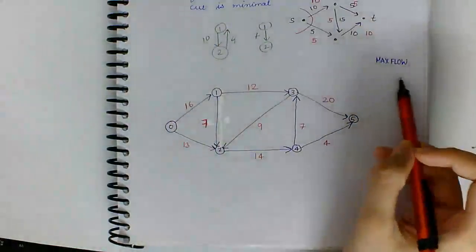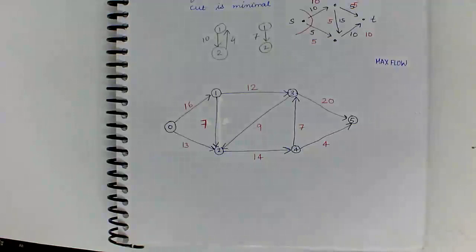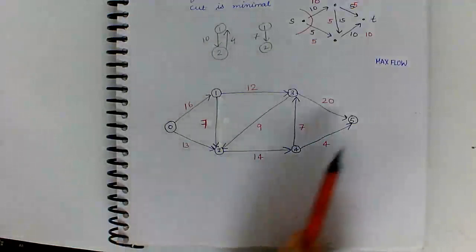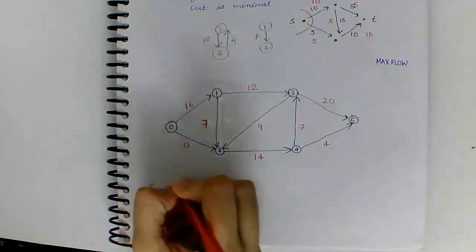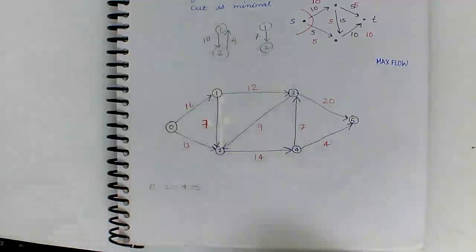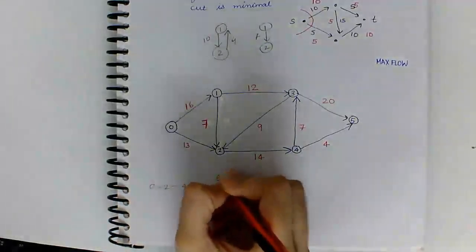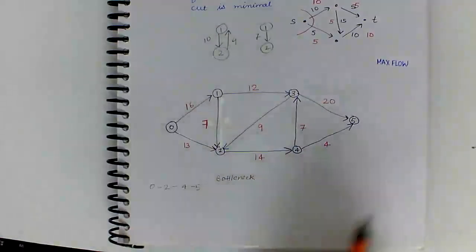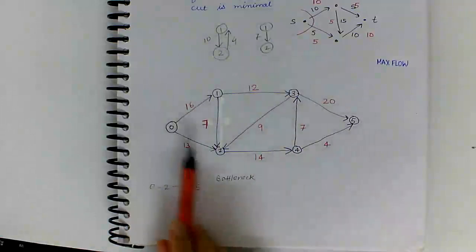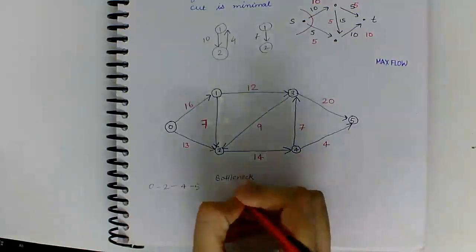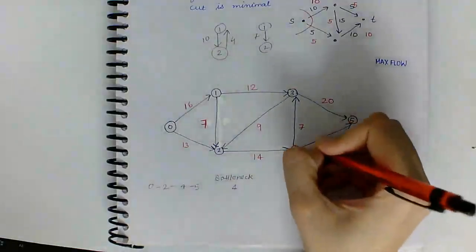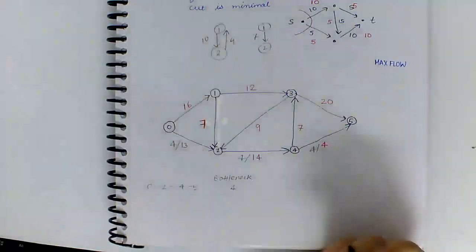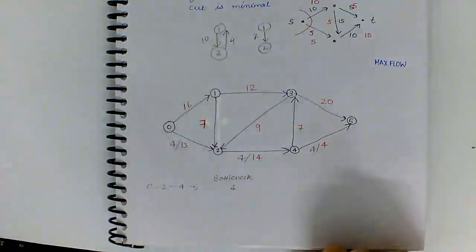So we have to calculate the maximum flow. Let's start with our first augmented path. Let's take 0, 2, 4 and 5. So what is the bottleneck? The bottleneck is the least capacity for any of these edges. So 13, 14 and 4. The bottleneck is 4, so we put the value 4. This is the current flow for each edge. Okay, this is easy. Now moving on to the second path.